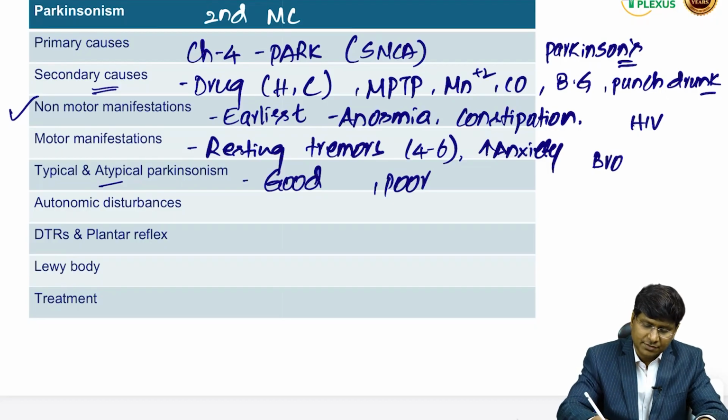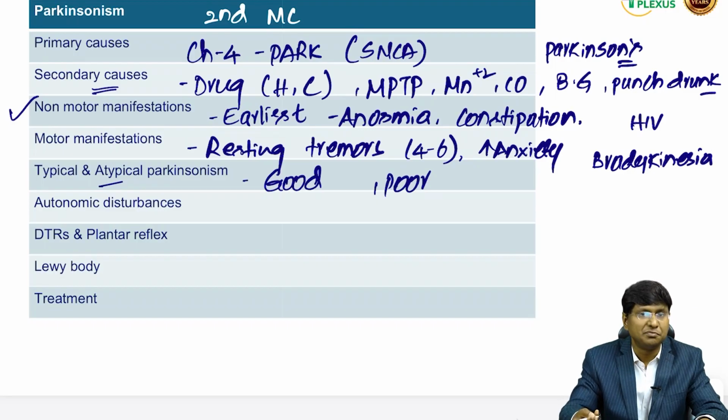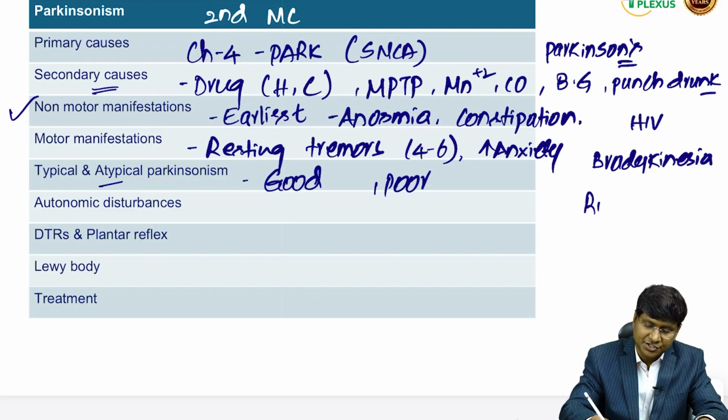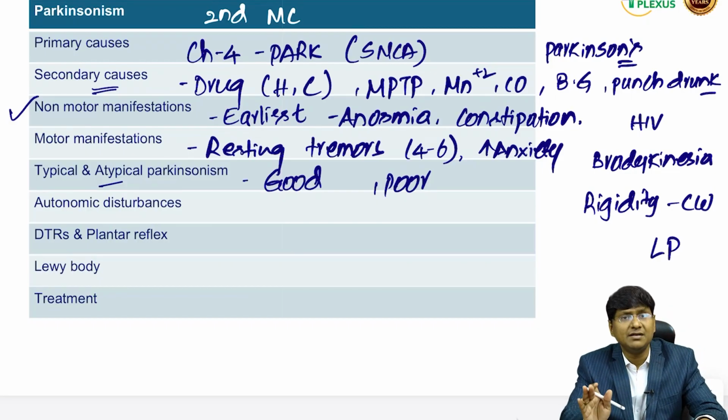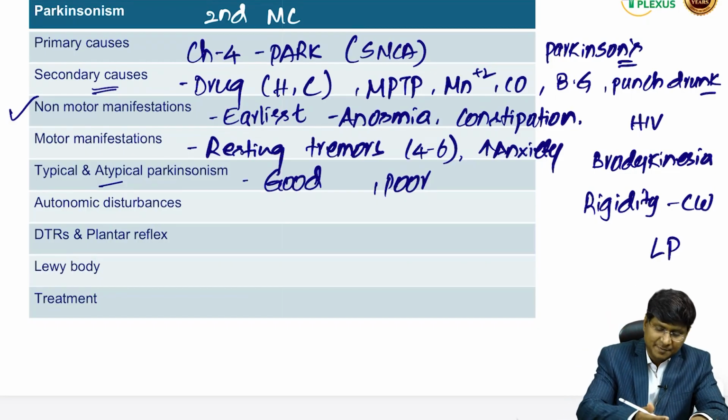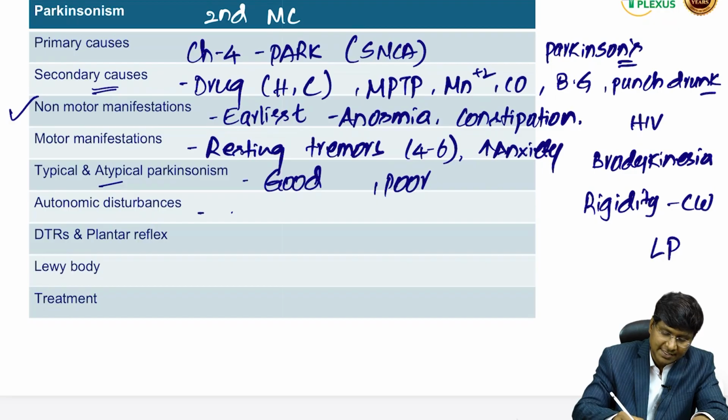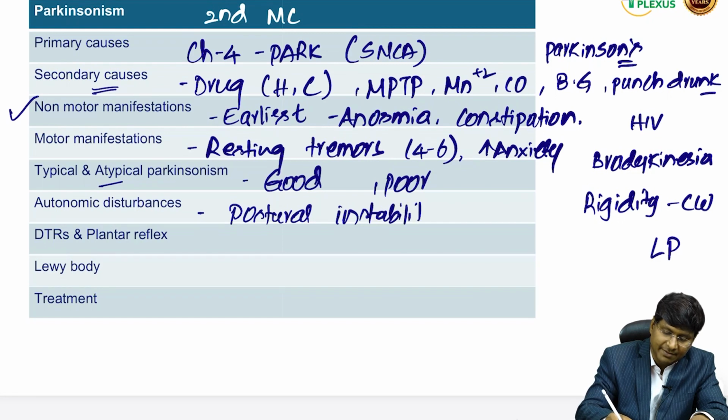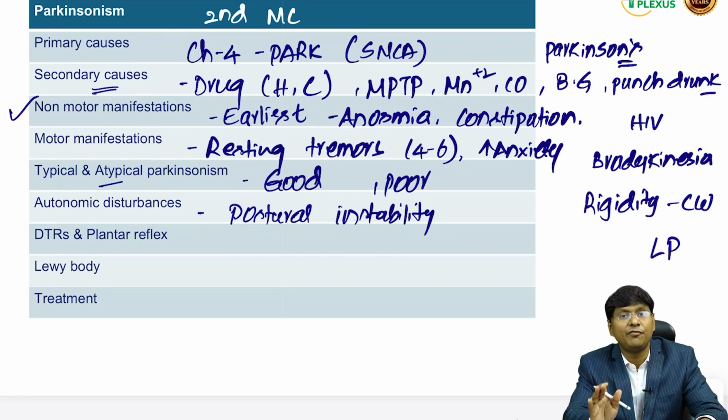The other features include bradykinesia, where there will be slowness of movement, and next important is rigidity. In the upper limbs you have cogwheel rigidity, and in the lower limbs you have lead pipe rigidity. These patients have autonomic disturbances, and that will be responsible for the postural instability. So these patients will not be able to stand, they'll have falls.